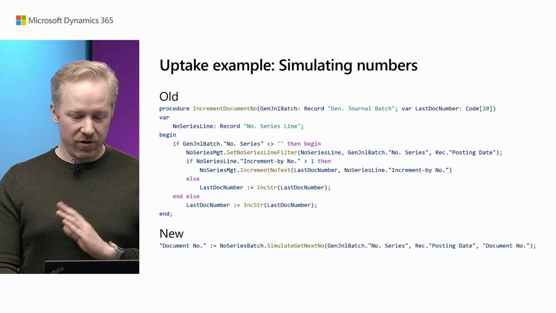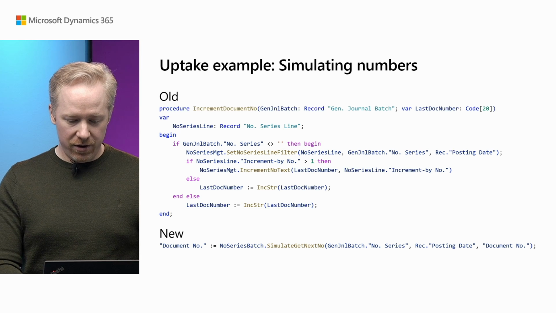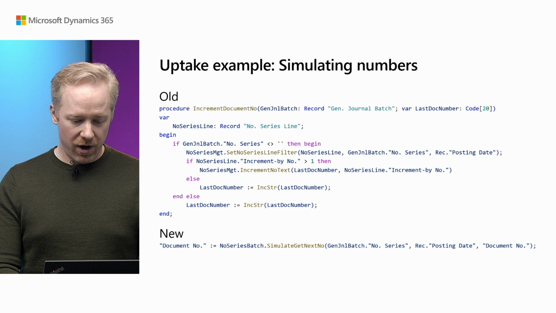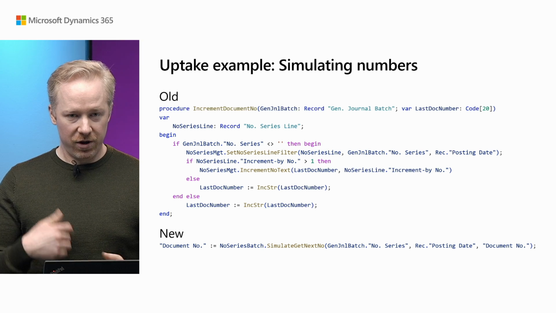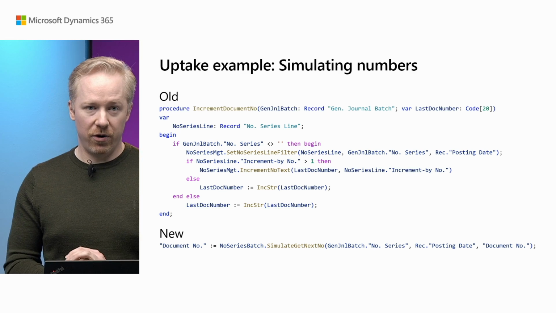This, again, is going to be much simpler. You can simply call simulate get next number, given that the previous number was this document number and this number series, please increment it. And you will get the new number without having to do all of these hacks.